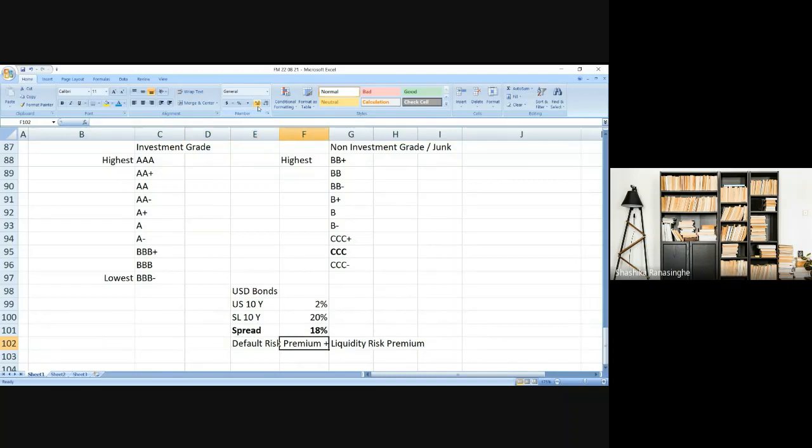Okay. And as you go down the scale, the default risk premium will keep increasing. Also with it, the liquidity risk will also increase because less and less people will be willing to buy. If there are fewer people willing to buy, the liquidity will definitely drop. Right? So that is the benefit of having a high credit rating.